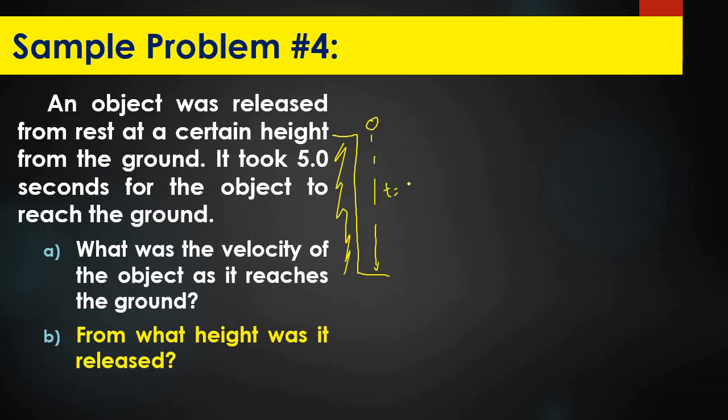Time is equal to 5.0 seconds. G is equal to negative 9.8 meters per second squared. Vi is equal to 0 meter per second. Vf is equal to negative 49 meters per second. The question is, ano yung height? From what height was it released? Yung height na yan is related with the displacement from this point to that point.